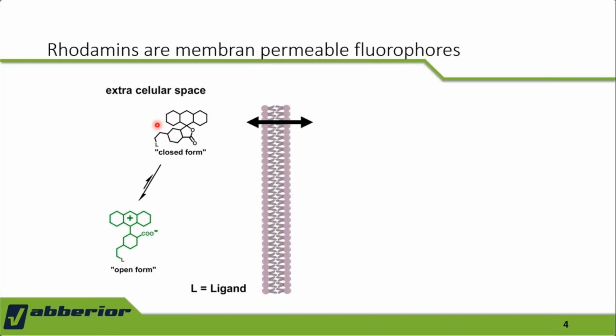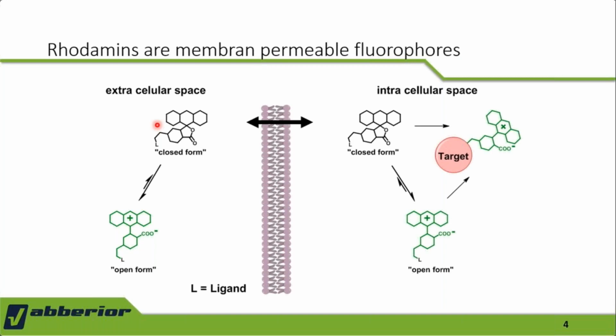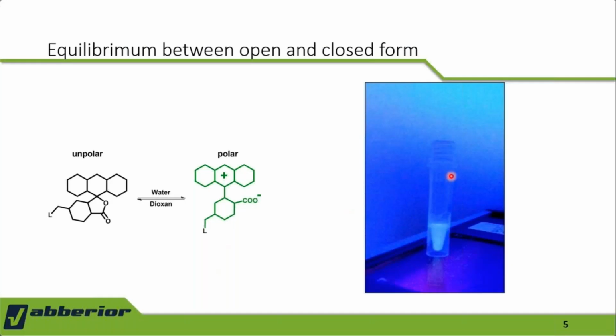by passing the membrane. And once the fluorophore has reached the intracellular space, it can also exist in these two forms. And with a ligand, it will find the target and can interact or react with the target very specifically. So now it is quite interesting to understand the equilibrium between the open and the closed form. And I will show you why it is so important.